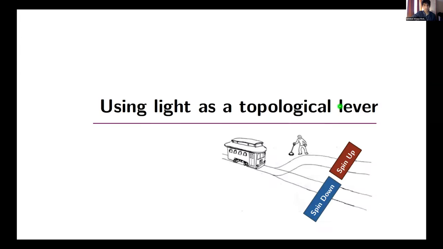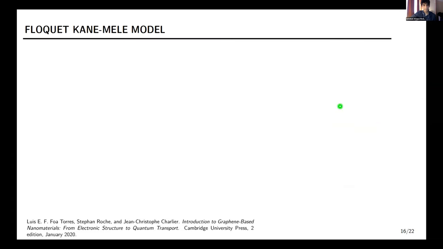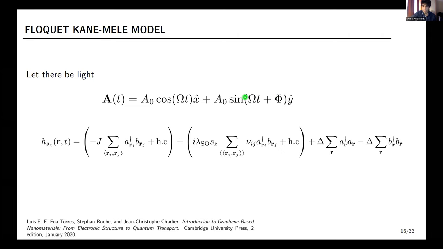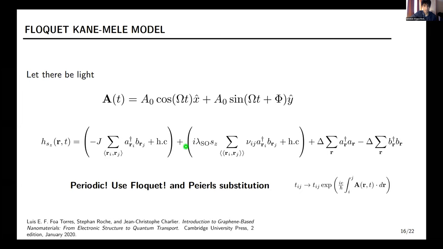So using light as a topological lever, now we will see how we can do this. Specifically, we will let the light in. We will have the time periodic vector potential of the light with Phi, the parameter that controls the light polarization. For capital Phi equal to zero, we have linear polarization. For capital Phi equal to pi over two, it will be circular. And this will be perpendicular to the sample, which is the ribbon. And now in each of the copies of the Haldane model, we will have the hopping amplitude renormalized using the Peierls substitution. And since this vector potential is periodic, as well as the Hamiltonian, we will use the Floquet theorem, and we can make this Floquet replicas scheme.